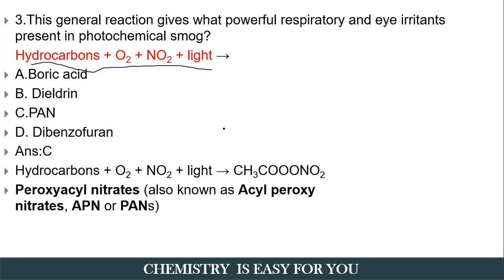The general formula will be like this: CH3C triple-bonded O, O, NO2, and this can also be abbreviated as PAN, or acyl peroxynitrates. In the previous question, we already learned the definition of primary and secondary pollutants. In that line, we can say that PAN or peroxyacyl nitrates are also secondary pollutants because they are not directly emitted, but instead formed by the reaction of hydrocarbons, oxygen and nitrogen dioxide, and then cause photochemical smog.